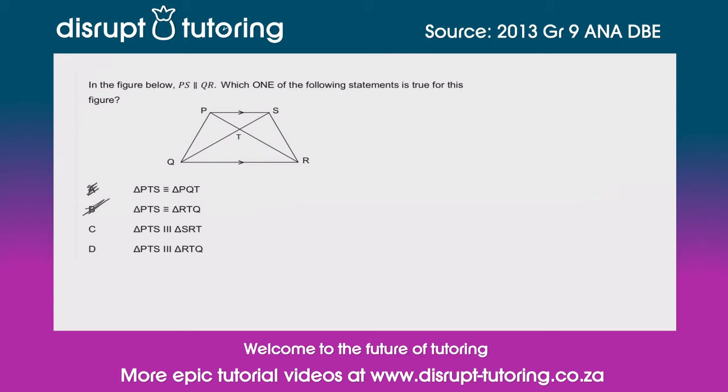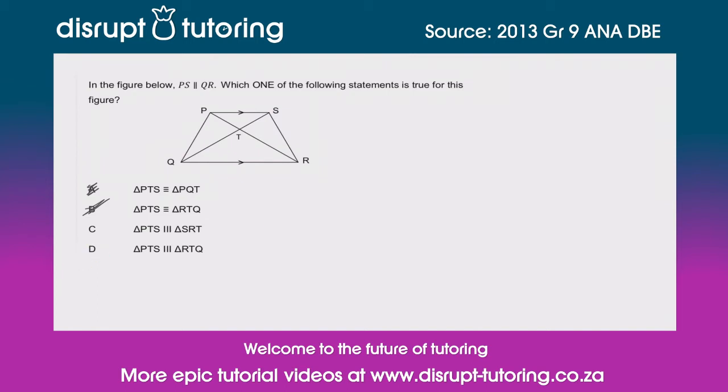So let's see which triangles they're speaking about here. They've said to us PTS and SRT. So this one and this one. Now, if we look at those two triangles, they could very well be similar. I don't necessarily think they are because they don't really look like they've got the same size angles, but we don't have enough information really to prove it either right or wrong. Okay, so I'm going to move on to D to see if it's easier to prove.